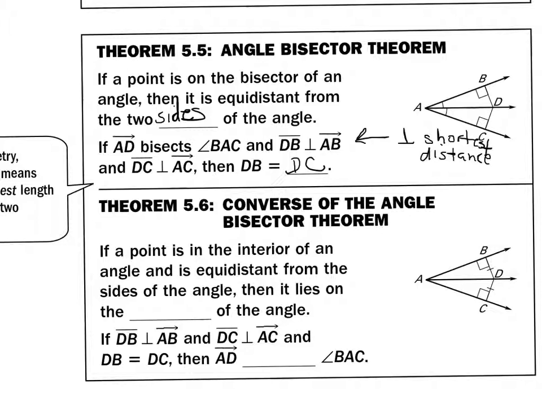So we have the converse now. If I tell you that DB equals DC and they meet at right angles, then you can say that the angle itself is bisected by this ray AD. So you would say that these two angles are the same.